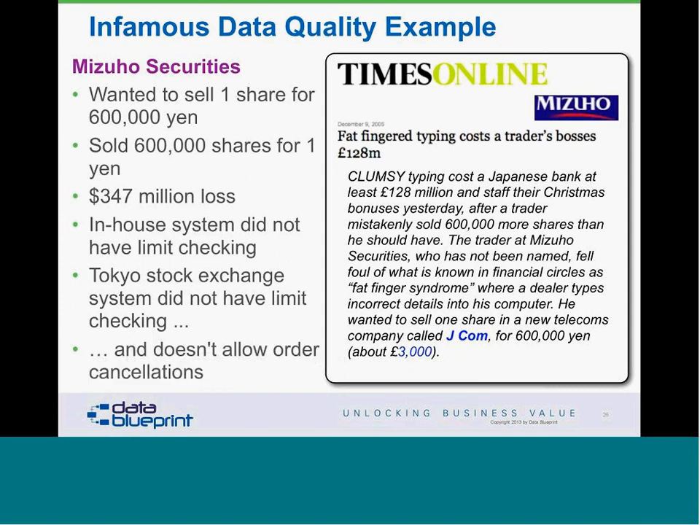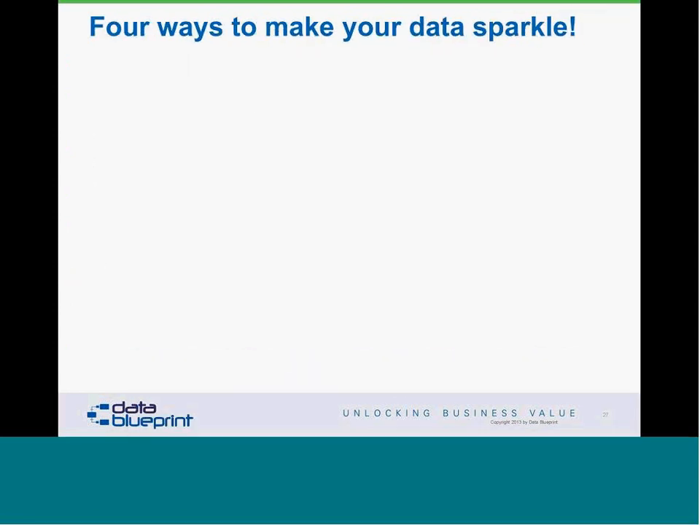And finally, it didn't allow order cancellations. All of these combined to make this a very, very noted error in the securities industry. Because of the public, everybody went around and improved their systems, their data quality engineering systems, as a result, so that they were able to hopefully avoid this type of problem in the future. Of course, we can't be totally proactive about it.